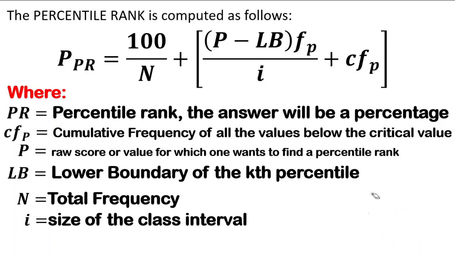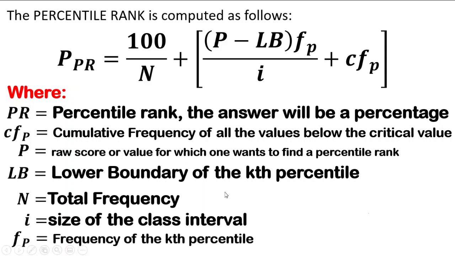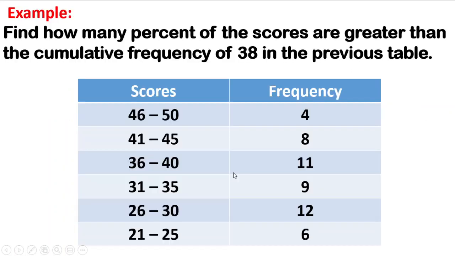Okay. Next is the frequency of the unknown percentile. So let's have an example and apply this formula. Say, find how many percent of the scores are greater than the cumulative frequency of 38 in the previous table. This previous table that this problem is talking about is the table that we've used in our previous lesson about measures of position in group data, including quartiles, deciles, and percentiles. So, same table lang ang ginamit natin, para mas makita natin yung diferensya nung tatlong quantiles natin.